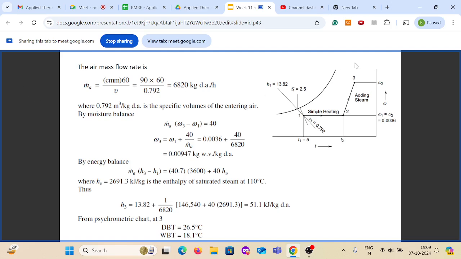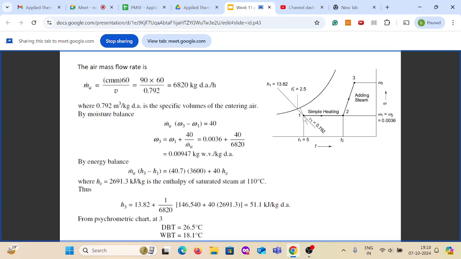So this is how the process looks in a psychrometric chart. Your dry bulb temperature is 5 and your wet bulb temperature is 2.5. So you are going along the constant wet bulb line. This is your state 1. From here you have sensible heating, so there is no change in humidity. You reach state 2, and from state 2 there is humidification and heating because you are adding steam at 110 degrees Celsius. So you will reach state 3. We need to find out the dry and wet bulb temperature at state 3.